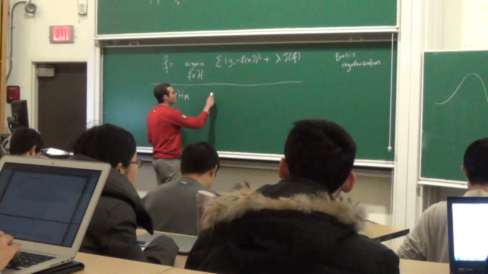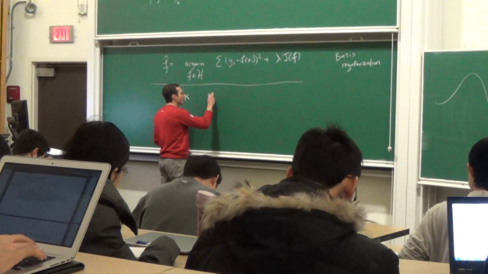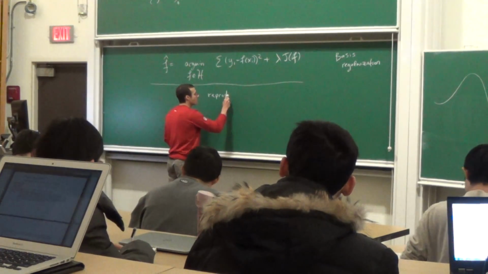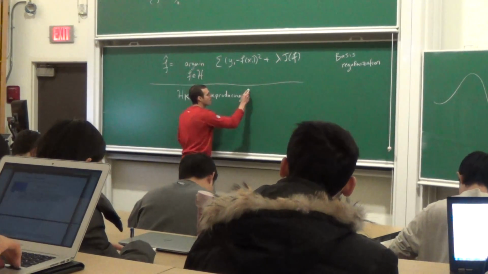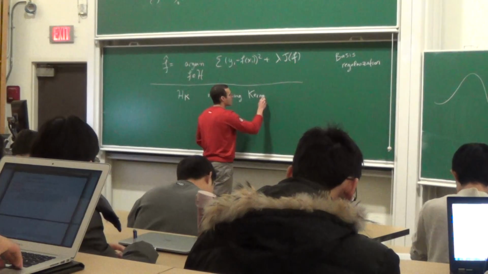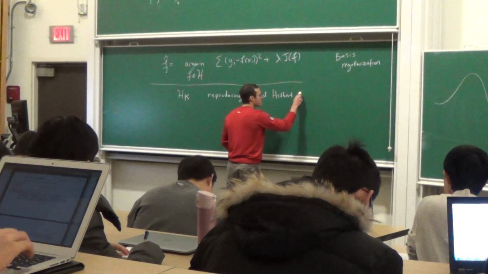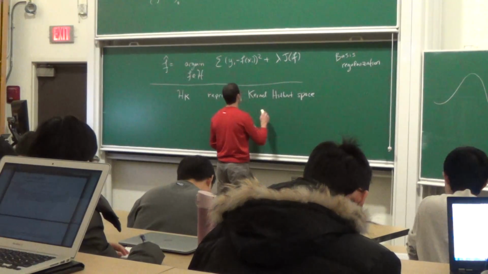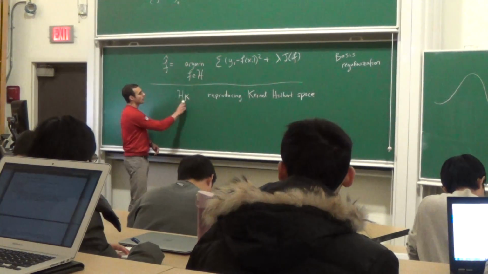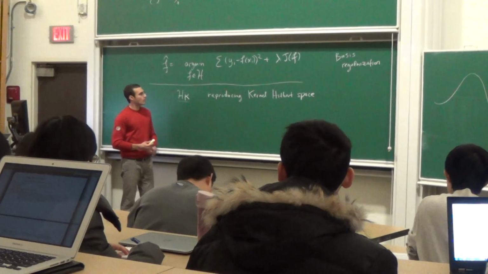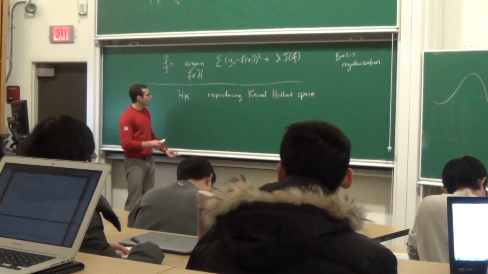Okay, we call this a reproducing kernel Hilbert space. This function class is called a reproducing kernel Hilbert space. And how is it defined? Well, we start off with k.